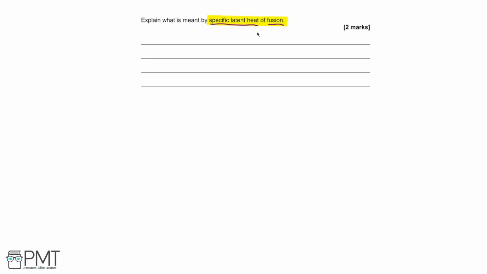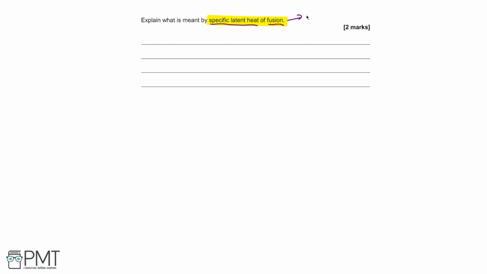So firstly, the specific latent heat is the energy required to change the state of 1 kilogram of a substance without changing its temperature. This second part of the definition is important because without it, we would be taking into account more than the energy required just to overcome the interactions between the particles. Instead, we would also be including some energy used to heat it up instead.